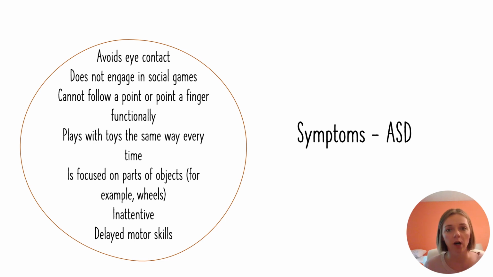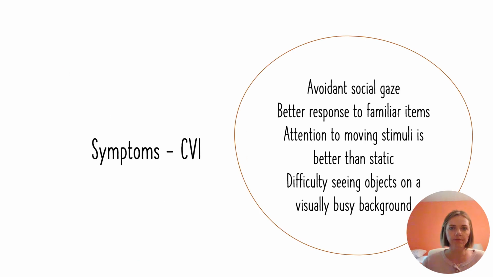Children with autism are inattentive. They often don't want to listen to what you have to say. They are in their own zone. They are focused on what they are doing, and they don't want to be interrupted. And they often have delayed motor skills, both fine motor and gross motor. Children with CVI, or cognitive visual impairment, have some very similar behaviors, but they have a different function. But what we're talking about right now is the behavior.